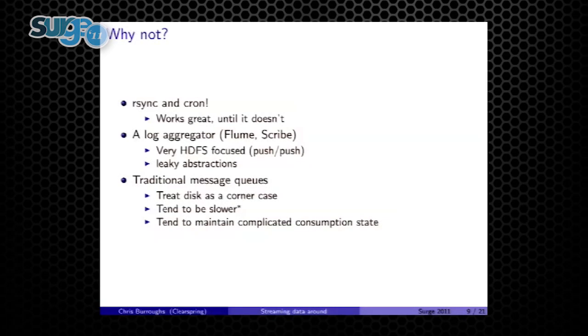And these queues tend to treat disk as a corner case as opposed to the common case. They tend to be slower, with an asterisk, because they're trying to do more complicated things like exactly-once message semantics, which would be really cool. And they tend to maintain complicated consumption state in the broker. So if you want an end-to-end argument there, go for it.